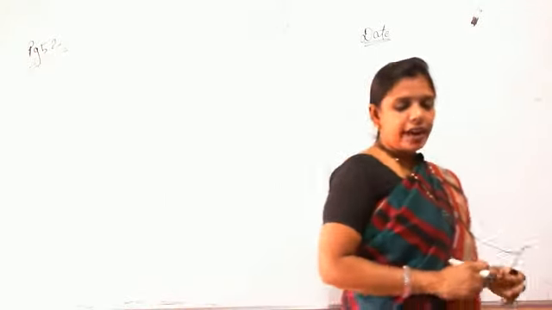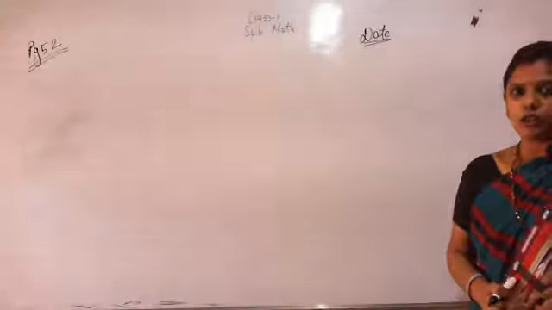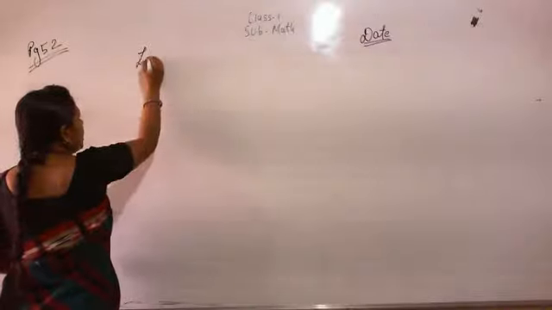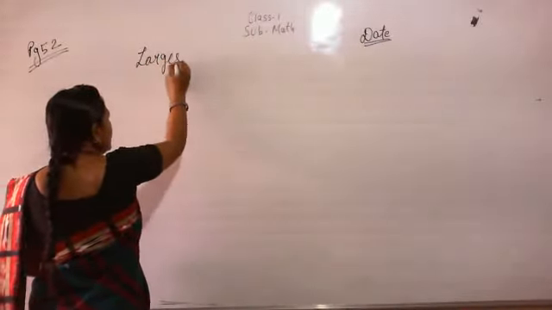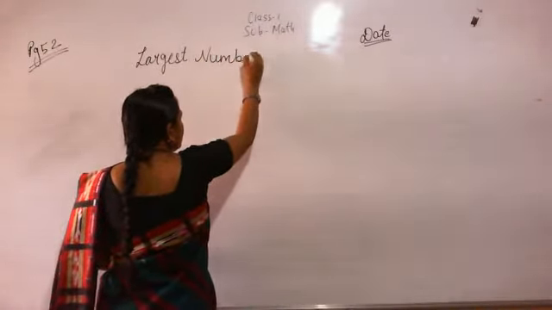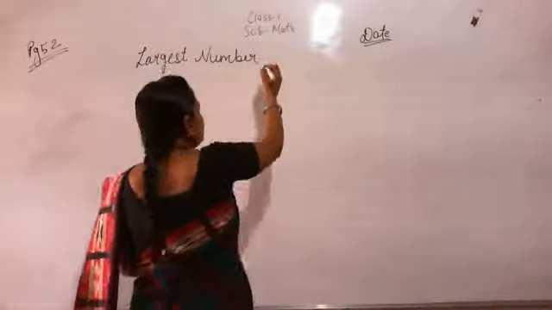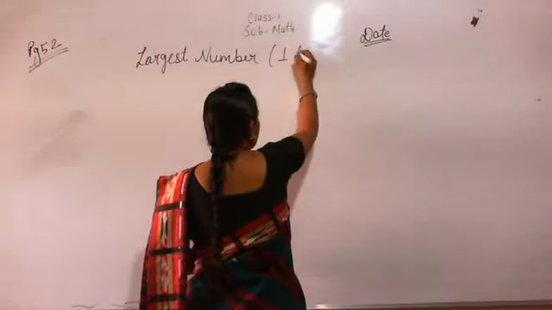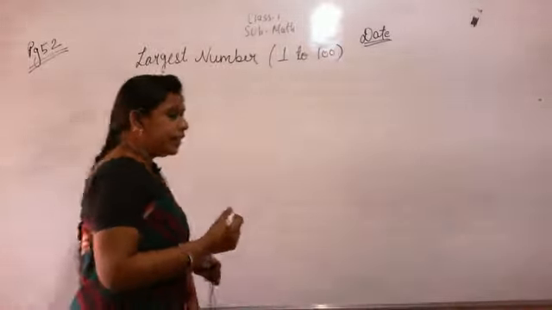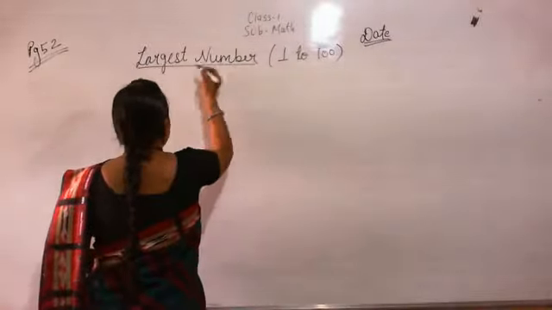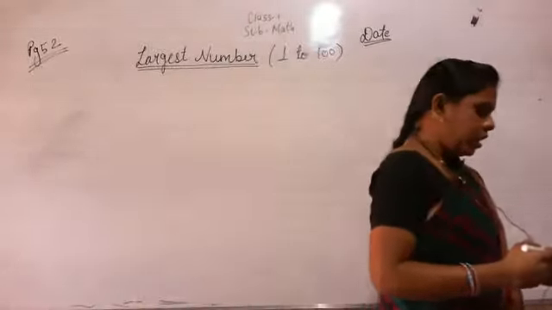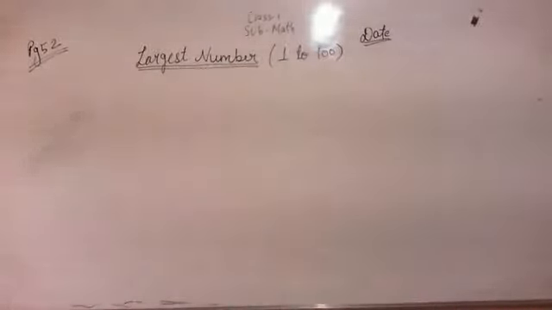And the other thing that we write in the notebook is today's topic. So what is our today's topic? Write on the top of your notebook, largest number. And the numbers are from 1 to 100. Note down this heading and underline it. Underline it using a ruler and pencil. Underline the heading largest number and write the date.